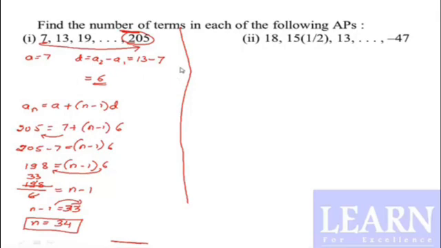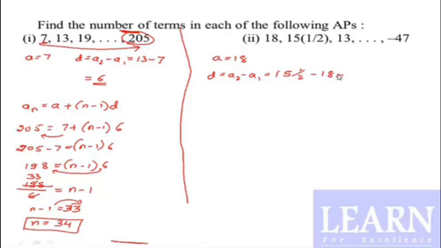It is similar to the previous one. Here they have given a equals 18. Next, what is d? d is equal to a2 minus a1, which is equal to 15 and a half minus 18. Now no need of converting it here, because after converting we need to take the decimal, we need to take the LCM. After taking the LCM, again we need to take the common factor, and all those things we need to do. So directly we will take this.